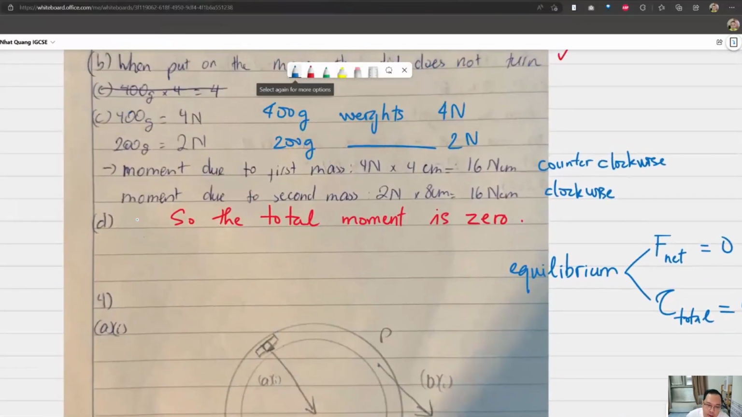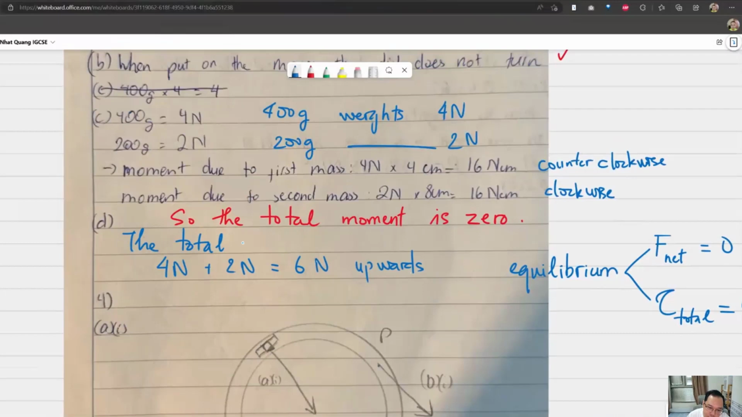Okay, you can answer the force on the pivot is 4 newtons added with 2 newtons equals 6 newtons, and mention the upward direction. Okay, upward. The total force, before that, the explanation. Okay, the total force on the disk is 0. On the stationary disk, totally no movement at all, no linear movement, and no rotation.